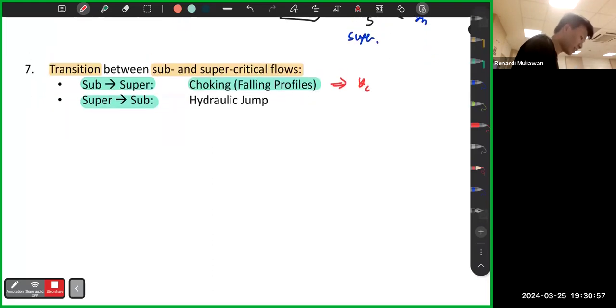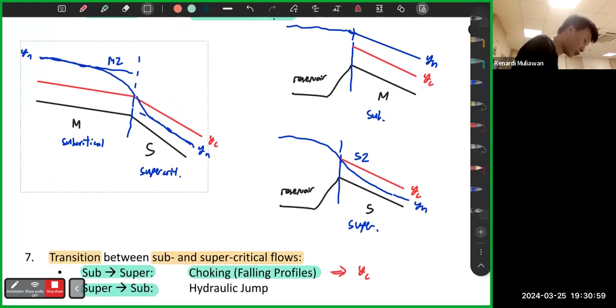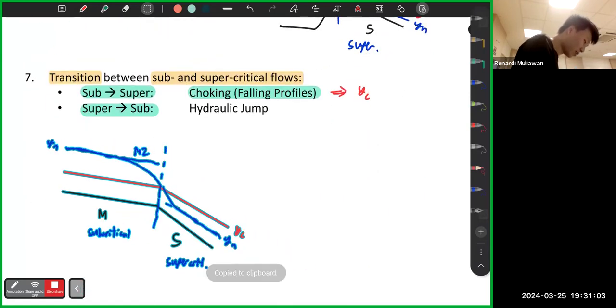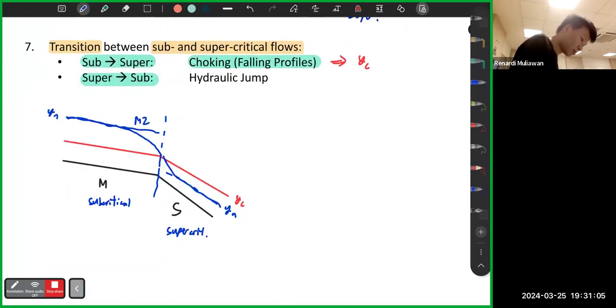So for the cases that I've drawn so many times before, the M2S2, this one is the subcritical to supercritical flow. Sub to super means there's a choking, means it goes to YC. So at this point, it must pass through YC. That's a detail that we must take care of.